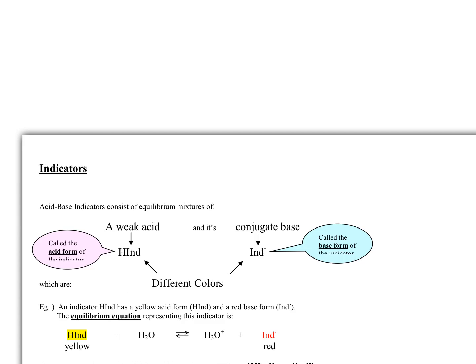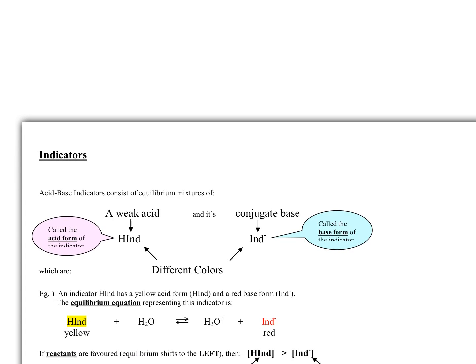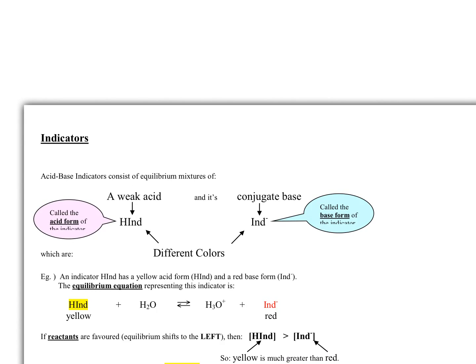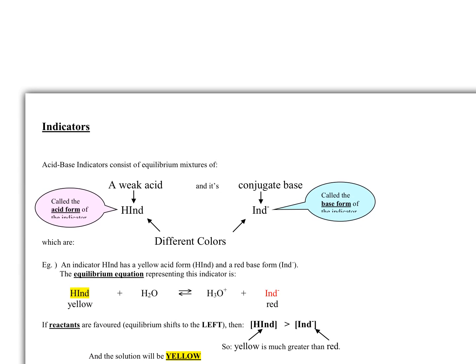For example, if I have an indicator that is yellow in its acidic form and red in its conjugate base form, and I write out my equation, I have the acidic side on this side, its conjugate base form on this side. If reactants are favored, my equilibrium shifts to the left. Therefore, my concentration of my acidic indicator is greater than the concentration of the conjugate base, and it's therefore yellow. You can also just look. If reactants are favored, I would have more of the yellow, and therefore the solution would look yellow to me.